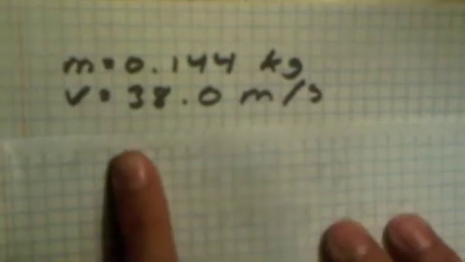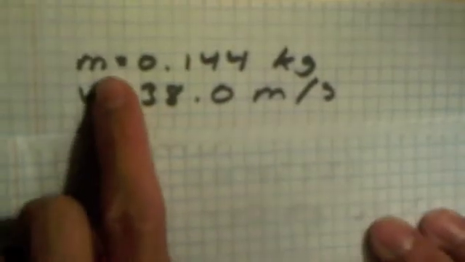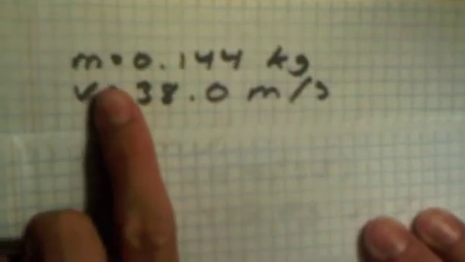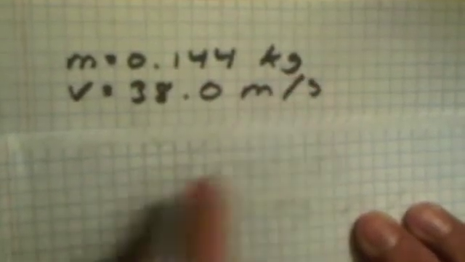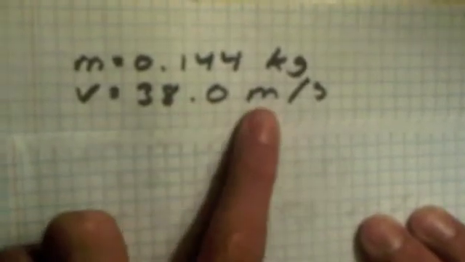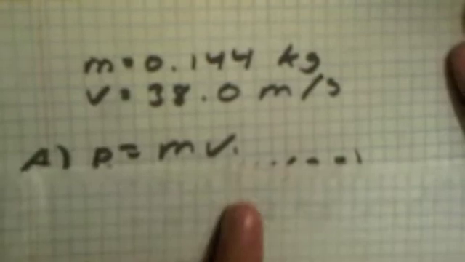Right now, we are going to solve the problem. At first, we list the knowns and unknowns. As the problem says, we have the mass of the ball, that is 0.144 kilograms. Then it is pitched horizontally at 38.0 meters per second. Then we move to part A. Part A says, what was the change in momentum of the ball?